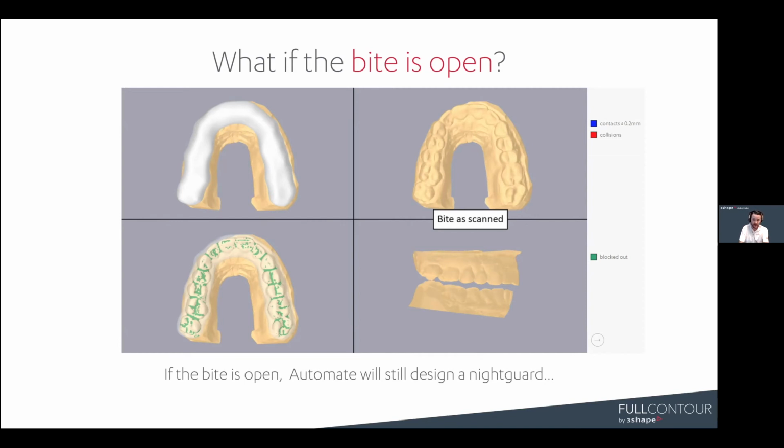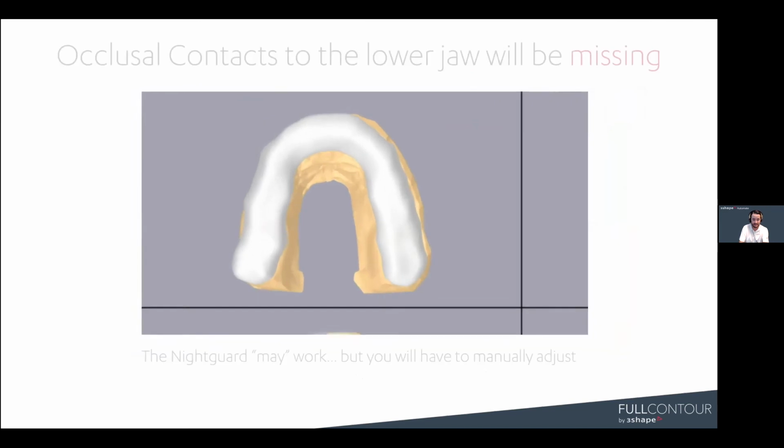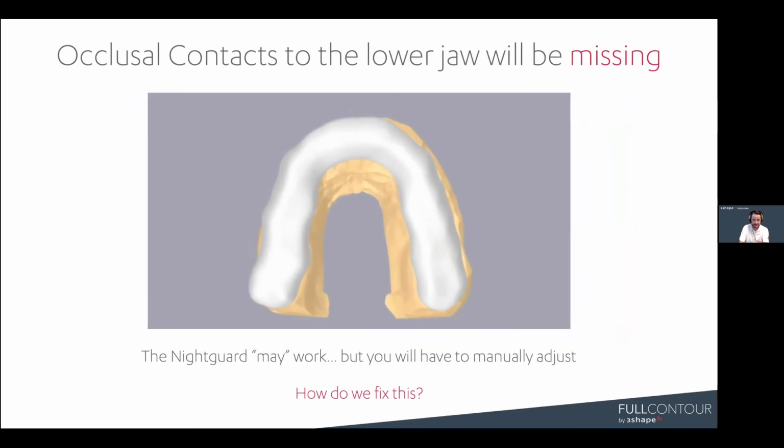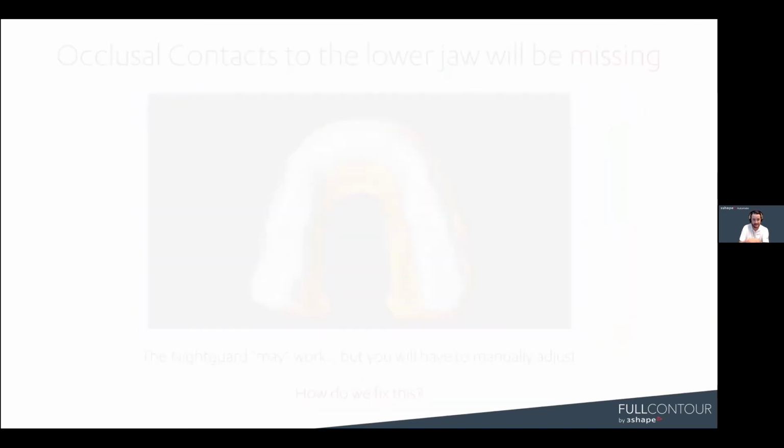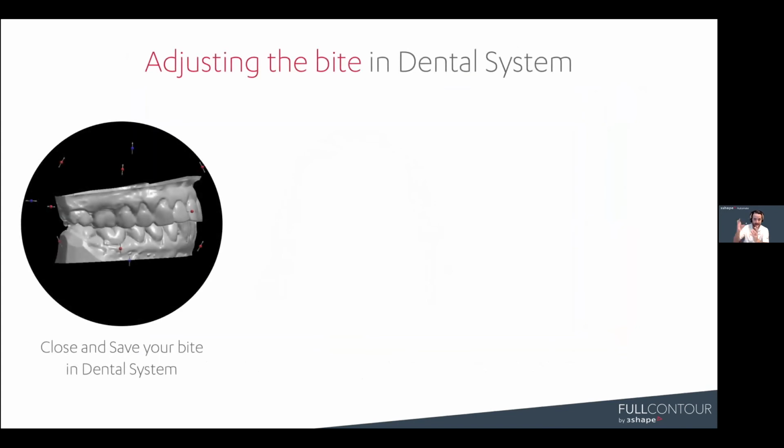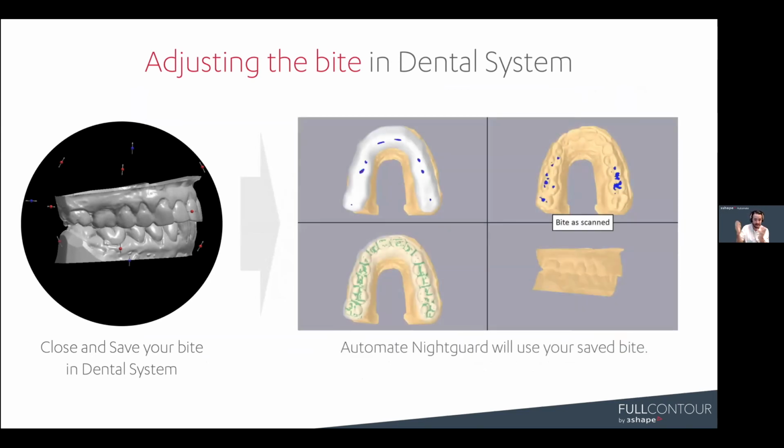But there's an easier way to solve it. So how do we fix this? Take the case into Dental System. You could articulate your bite, save your bite, and upload the case back to Automate, and this is that same case. We articulated it, re-uploaded it, and we could see we solved the problem here. We have a nice even occlusion because we adjusted the bite, or closed the bite, in Dental System.